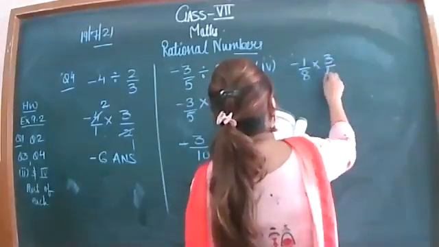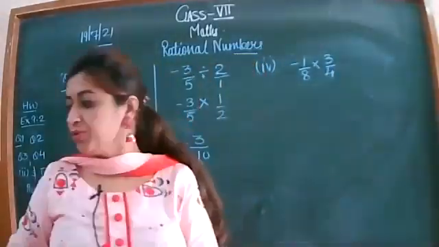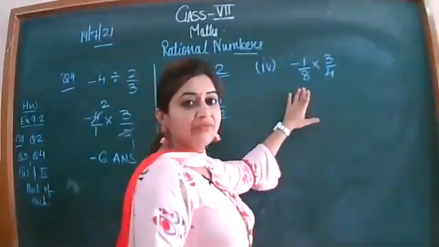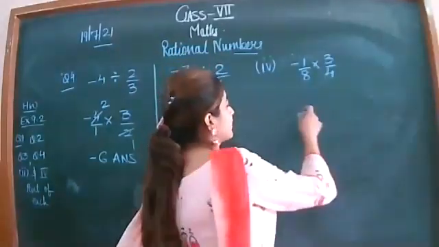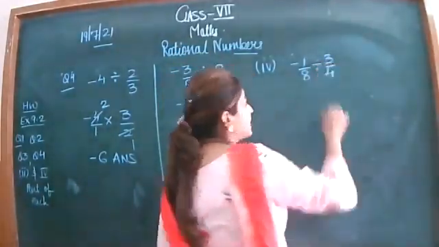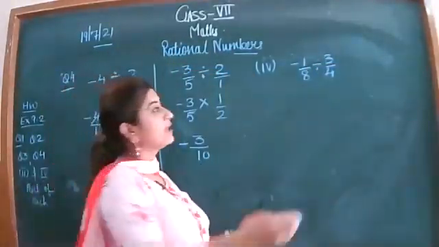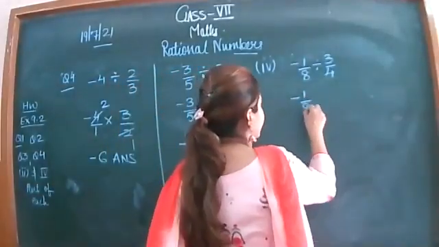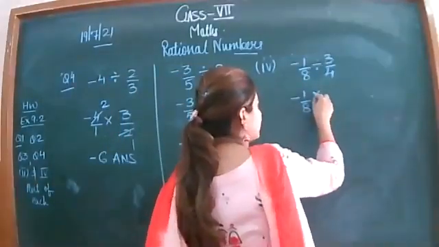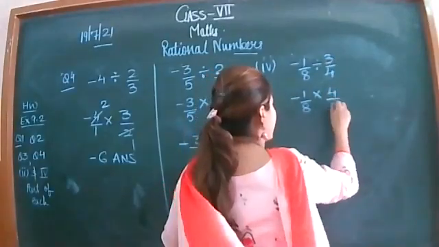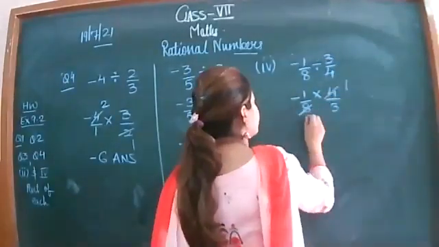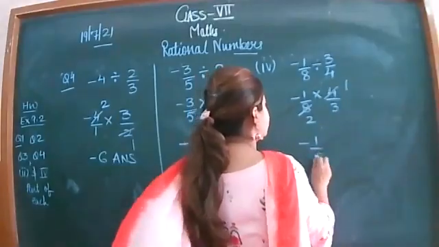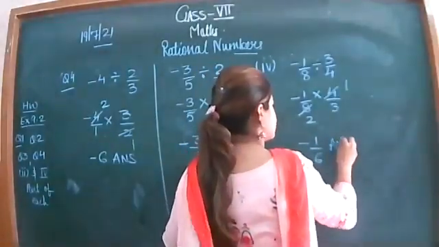I'm solving the fourth part. The third part you will do on your own. After this, I will give you time so you can solve that part. Minus 1 by 8 divided by 3 by 4. Minus 1 by 8, divide will change to multiply. 3 by 4 becomes 4 by 3. 4 ones are 4, 4 twos are 8. Answer is minus 1 by 6.